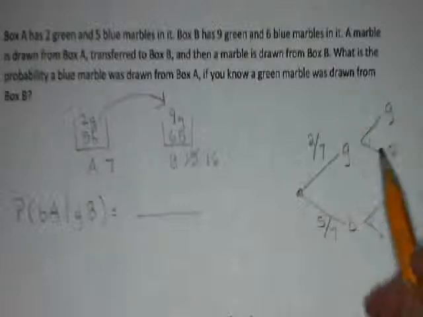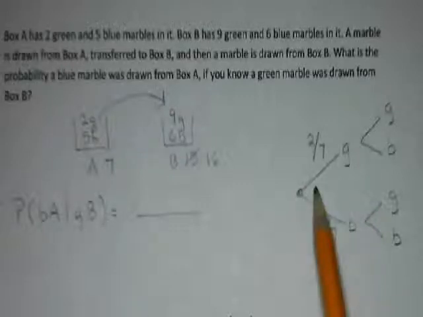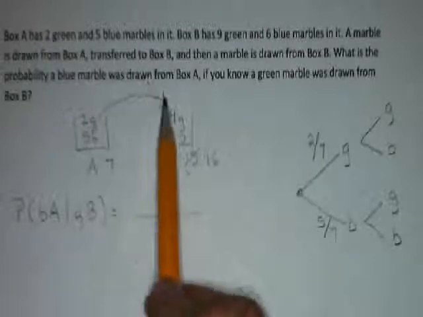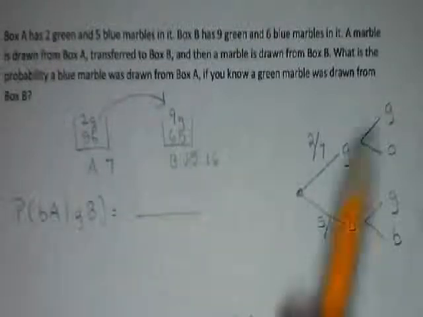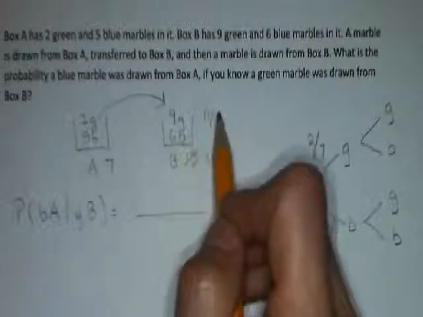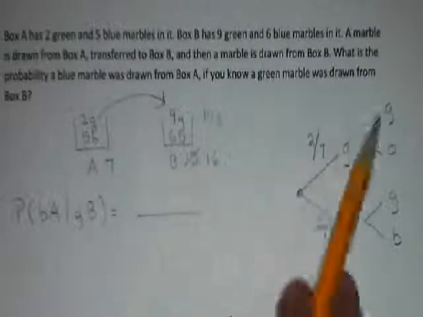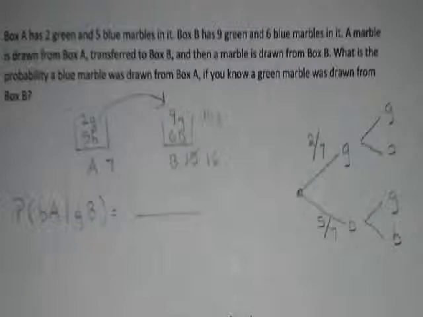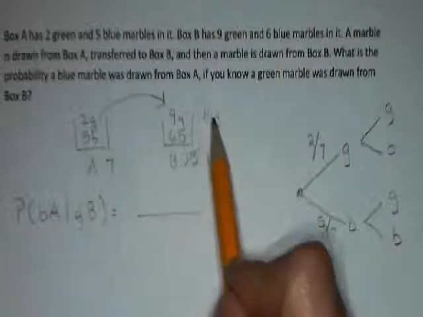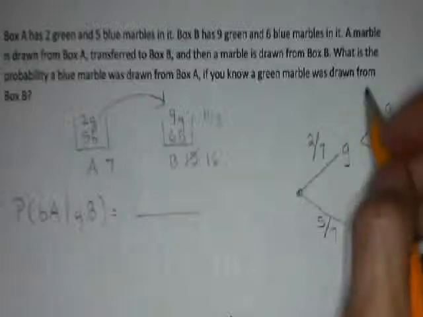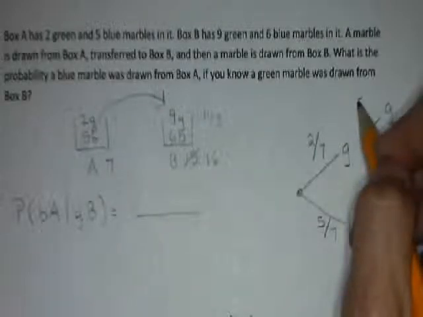Now I want to look at the box B possibilities, and I'm going to start with what happens if we draw a green marble first out of box A. Well, if I draw a green marble out of box A and transfer it to box B, then I'm no longer going to have 9 greens, I'm actually going to have 10 greens. And so with 10 greens out of the new total of 16, the probability of getting another green is going to be 10 out of 16, which reduces to 5/8.